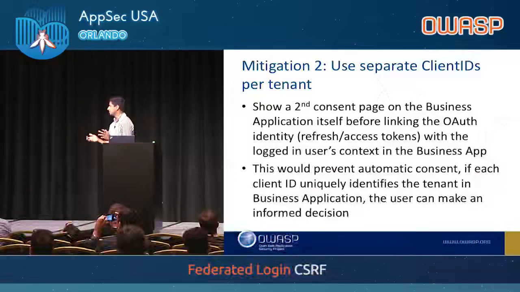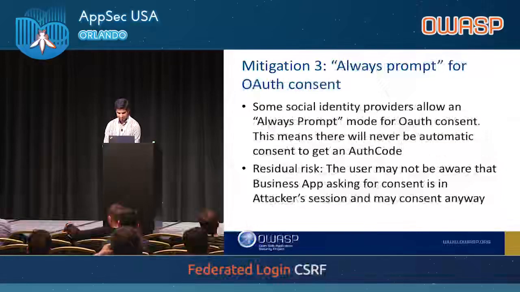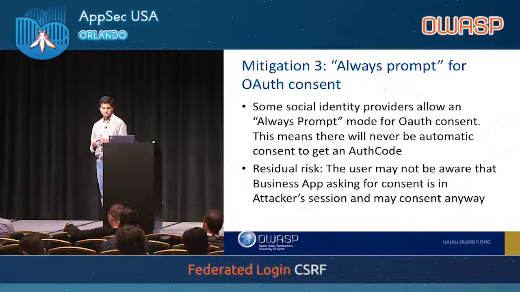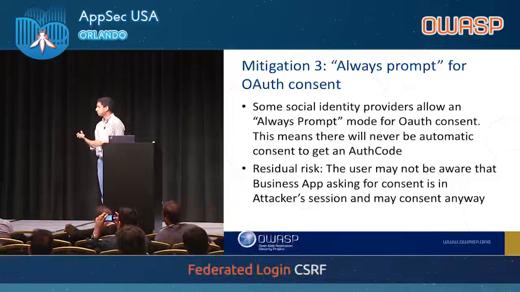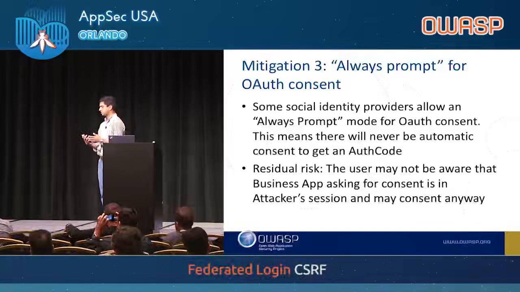A second mitigation would be to use a different client ID per tenant in your OAuth flow. However, this is not a complete mitigation since the customer does not know which user this context is running under. A third mitigation is to use the always prompt OAuth consent flow, which is supported by, for example, Google. OAuth supports this concept of always prompt, where even if you had previously consented, you would still get a consent dialog saying, do you want to allow a business application to access Google, or stuff like that. But this is, again, not a complete mitigation because the consent dialog does not say which logged in user this consent is going against.